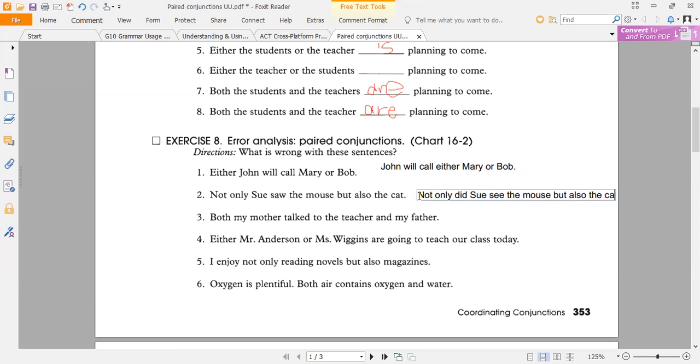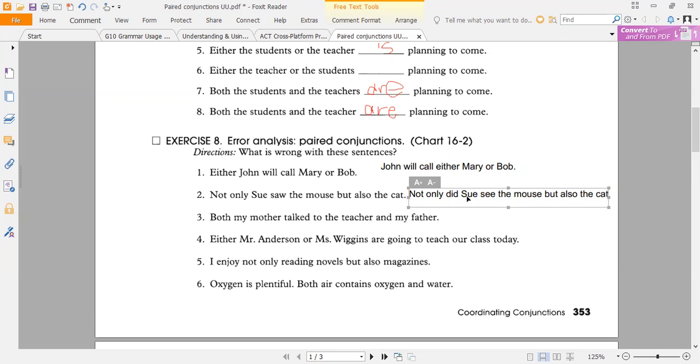All right, I'm very glad that you were aware of the fact that if not only comes at first, we do the inversion structure, so you put did before the verb. However, the sentence is not yet parallel. Not only did Sue see the mouse, but also the cat. You can add "so" here, but that would be redundant.